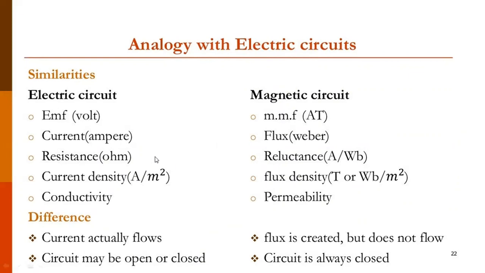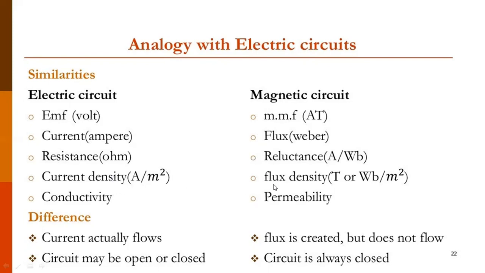In electric circuit, EMF is there, while the analogous quantity in magnetic circuit is MMF. Its unit is ampere turns. In electric circuit, current is there, measured in amperes, while in magnetic circuit the analogous quantity is flux, measured in Weber. In electric circuit, it is resistance, which we measure in ohm. In magnetic circuit, it is reluctance, measured in ampere per Weber. Then in electric circuit, current density is there, ampere per meter square.